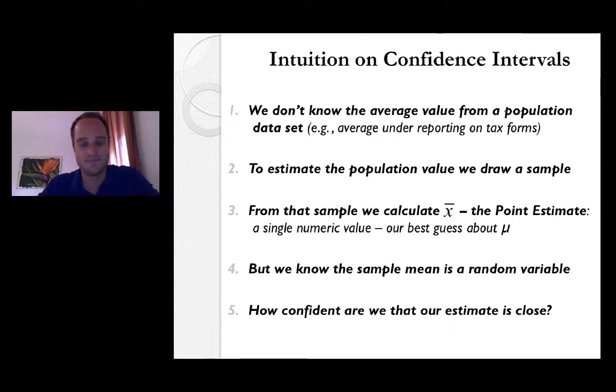So x bar is random, and what we want to do through confidence intervals is try to structure how confident we are that our estimate is close. We're going to put bounds, an upper and lower bound, around our point estimate, and say, hey, we're 95%, we're 90%, we're 99% confident that the unknown value is between these two bounds.